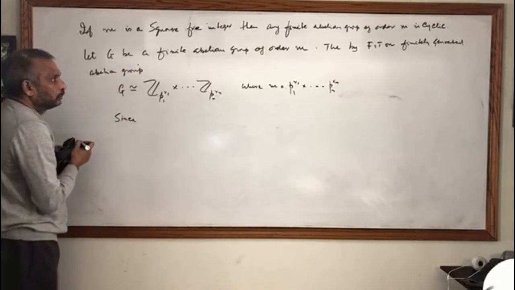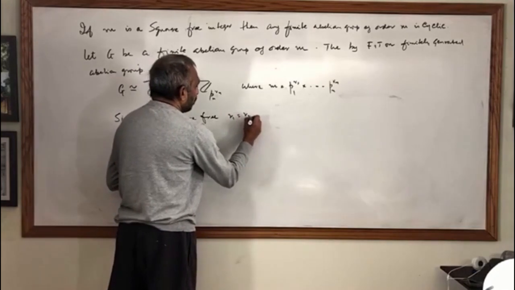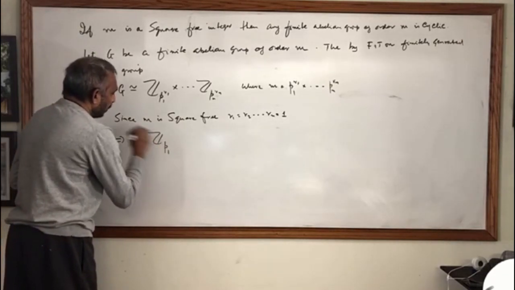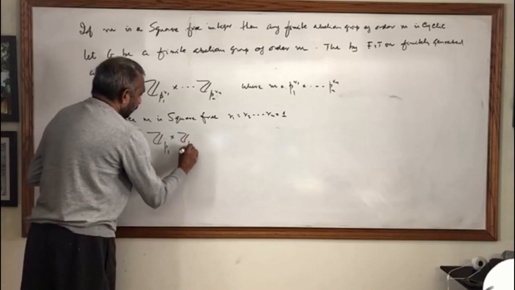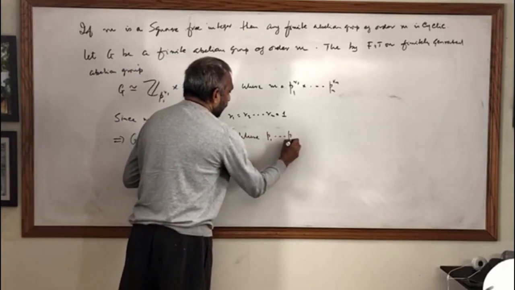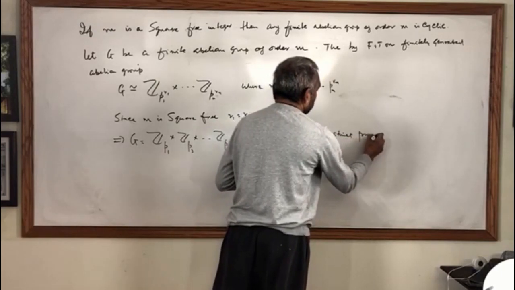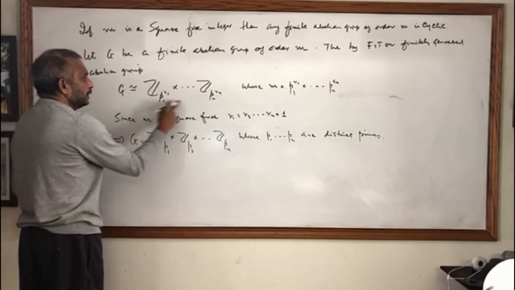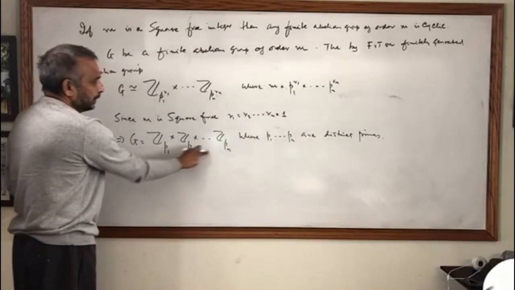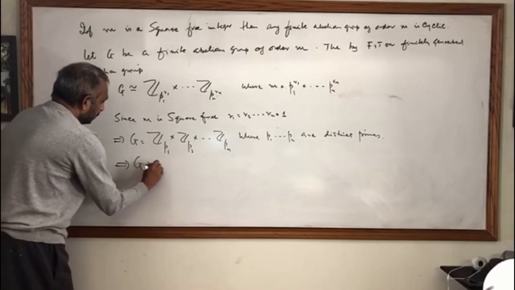Since m is square free, r1 equal to r2 equal to ... equal to rn is equal to 1. And that implies G is isomorphic to Z_{p1} × Z_{p2} × ... × Z_{pn}, where p1, ..., pn are distinct primes. When I say distinct primes, the theorem does not say that it is distinct, but because m is a square free integer, it has to be distinct. And that implies G is cyclic.